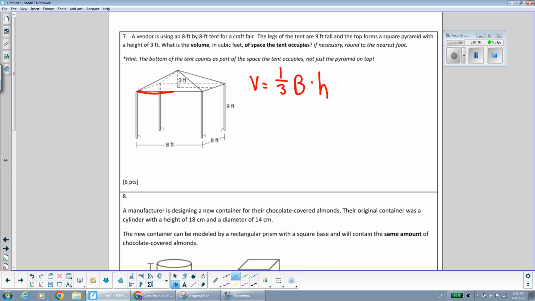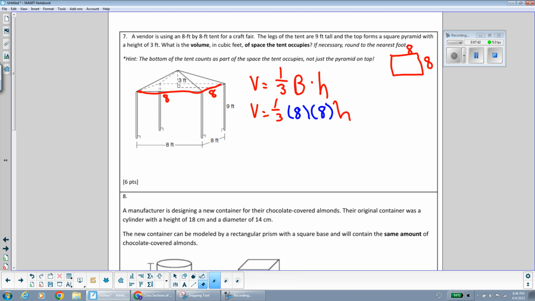Now, the square base is an 8 by 8 square. And we know that if we have an 8 by 8 square, we find the area of the square by doing 8 times 8. So I'm going to replace capital B with 8 times 8 because the area of the square base is 8 times 8 times the height of the whole pyramid, which is 3. So I'm going to replace that h with 3 because the height of the whole pyramid is 3. Let me put this into my calculator.